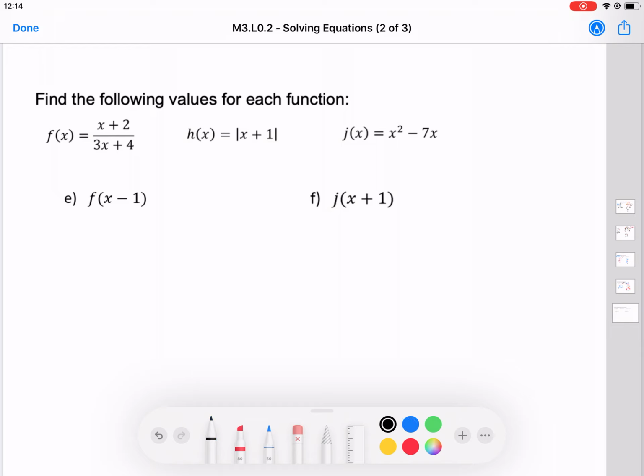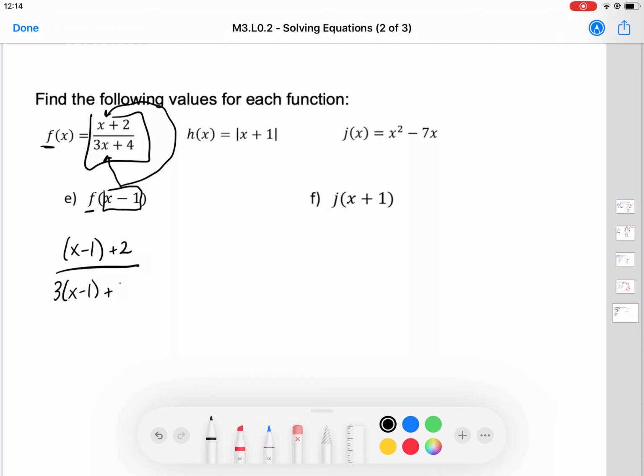Okay, same thing. So this time we're doing the f function right here, but we're putting x minus 1 in for x. So on the top, I have x minus 1 plus 2. And on the bottom, I have 3 times x minus 1 plus 4. Once again, the parentheses are not necessary if there's nothing being multiplied. So that top one, I actually can just get rid of the parentheses. But this bottom one, I have to distribute that in. So we have 3x minus 3 plus 4.